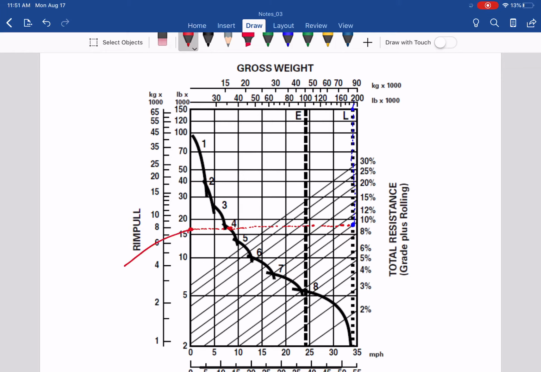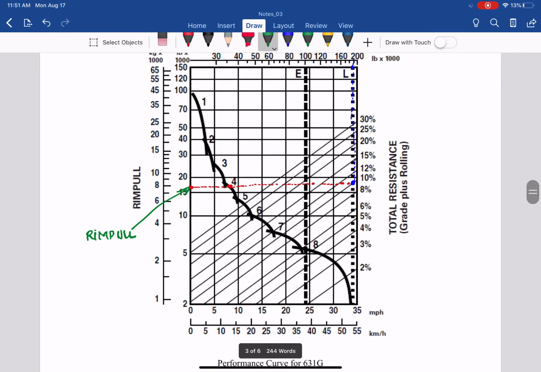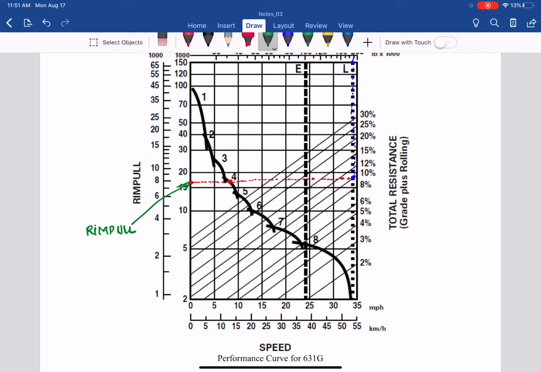That basically is the rim pull number, the available rim pull. And from that intersection of the horizontal line to the performance curve, going down vertically, you will get the attainable speed. So that one here will give us the speed. The process will be similar in B.